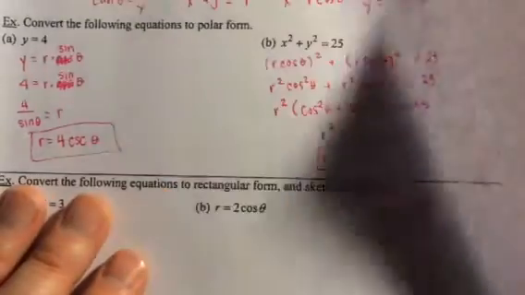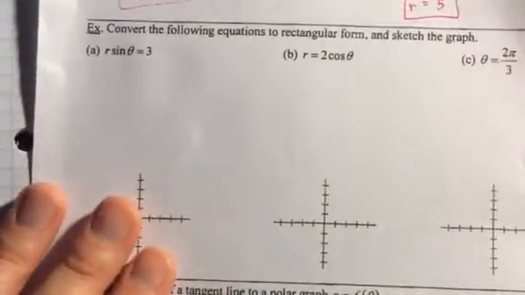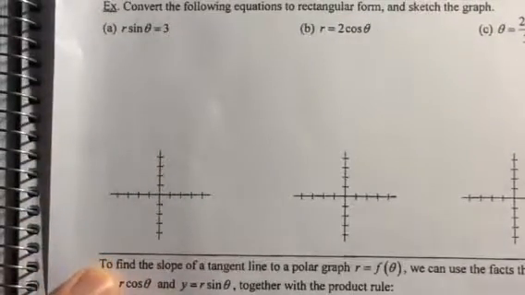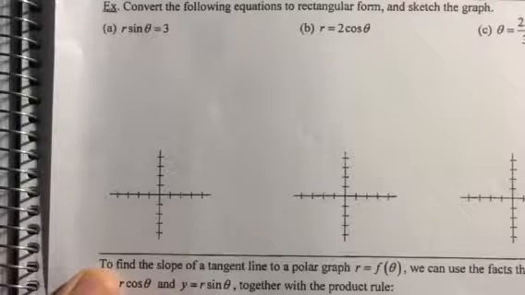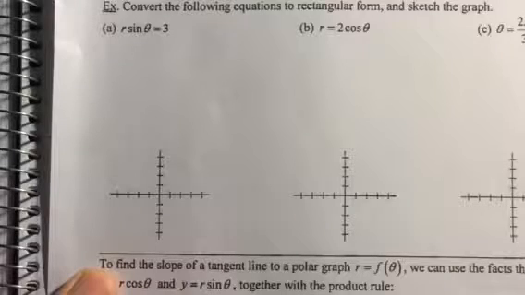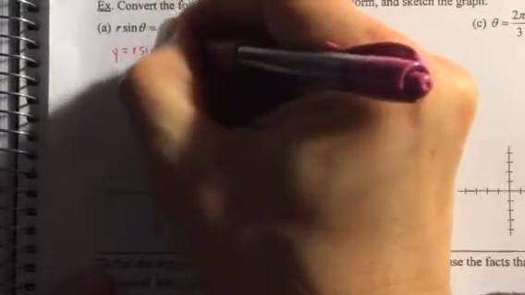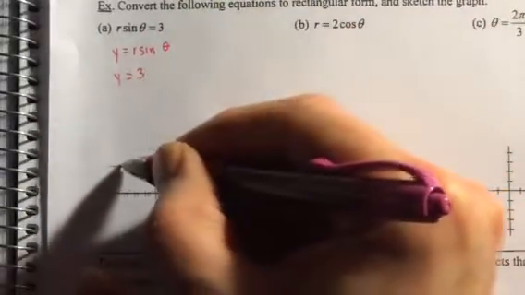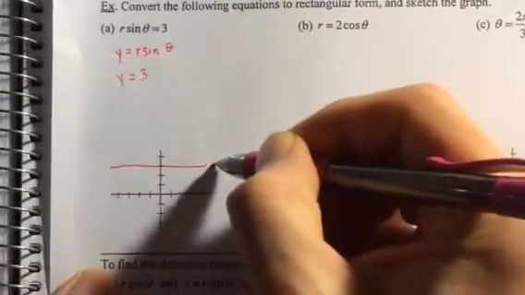Okay, let's keep on going here. This would be example 5. It says convert the following equations to rectangular form and then sketch a graph of them. Well, we know that r times sine theta is equal to 3. When we see the sine theta there, we think about y's. So if r sine theta is equal to 3, and we know that y is the same thing as r sine theta, that means that y is equal to 3. So y equals 3, that would be a horizontal line.